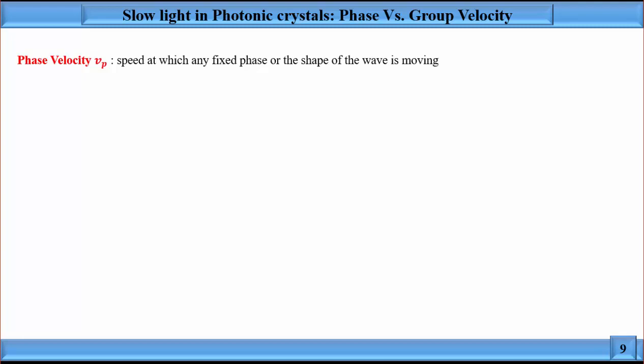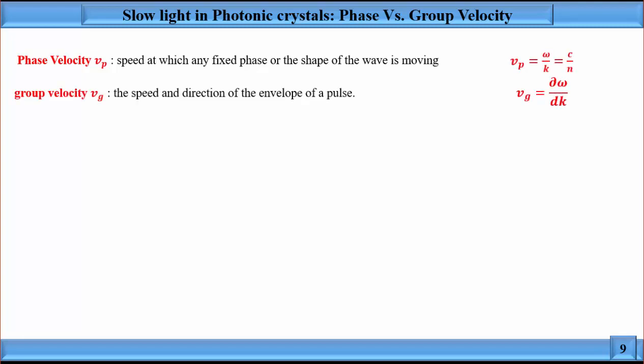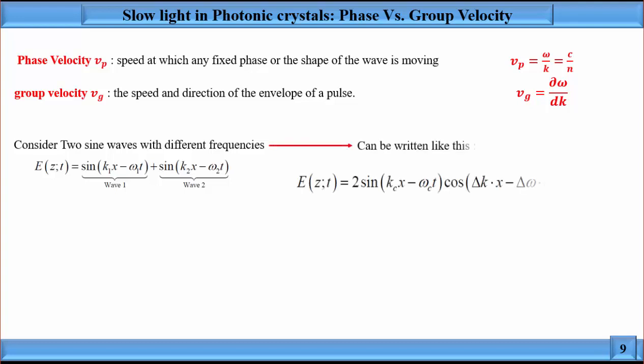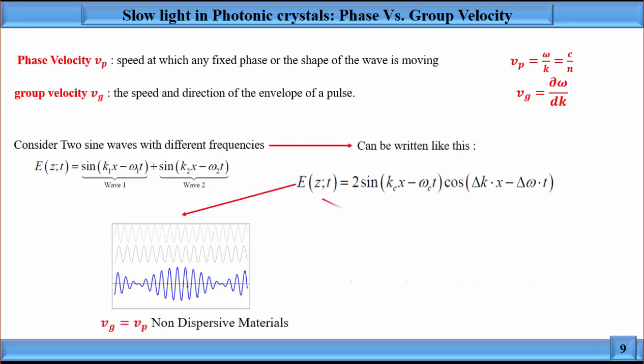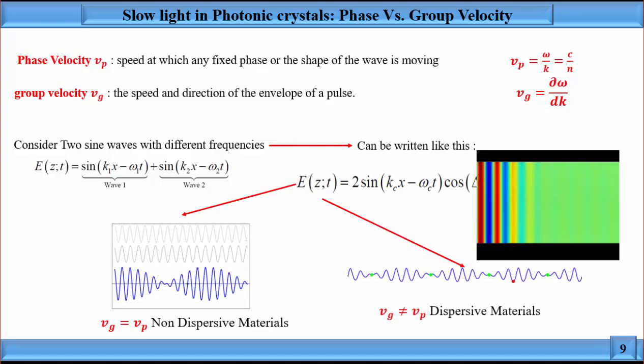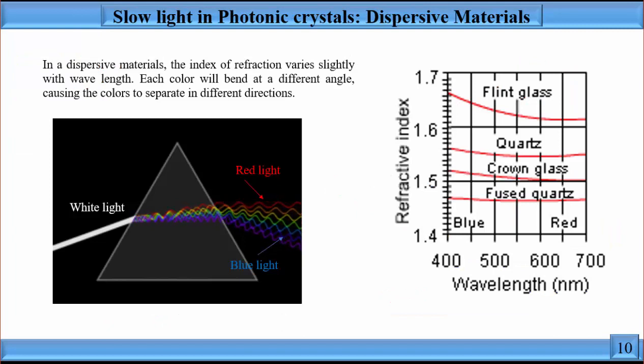Slide 9. Phase vs group velocity. Phase velocity v_p: the speed at which any fixed phase or the shape of the wave is moving. Group velocity v_g: the speed and direction of the envelope of a pulse. Consider two sine waves with different frequencies. Can be written like this. Non-dispersive materials.